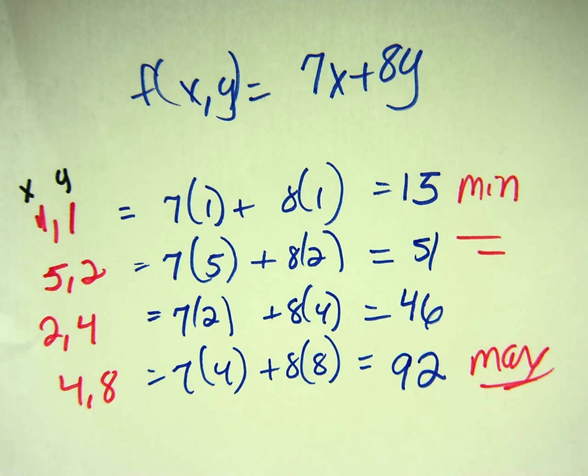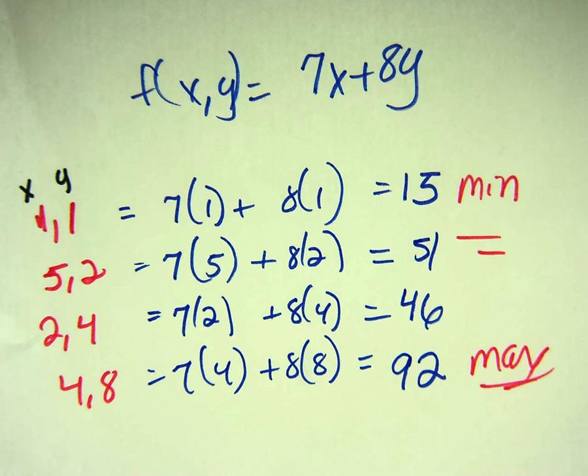So for the first one, I got 1 and 1. So 7 times 1 is 7, 8 times 1 is 8, 7 plus 8 is 15. Second equation. Substitute x is 5, y is 2, so 7 times 5 is 35, 8 times 2 is 16, so 35 plus 16 gave you 51. Next point, we substituted x as 2, y as 4, so 7 times 2 is 14, 8 times 4 is 32. So add those two together, you got 46. Then your last one, we substituted x as 4, and then y as 8. So 7 times 4 is 28, 8 times 8 is 64, 28 plus 64 gave you 92.